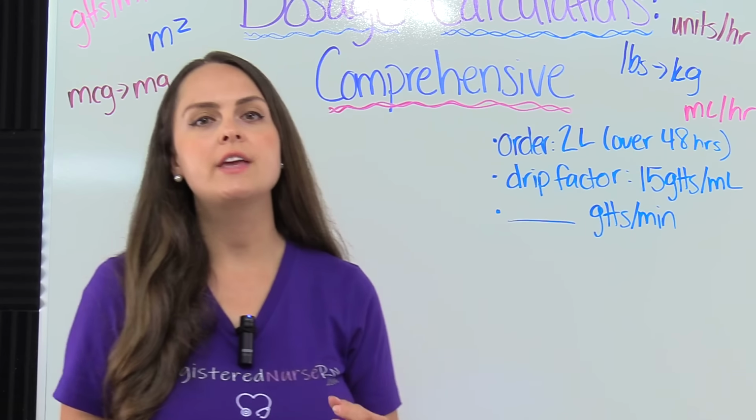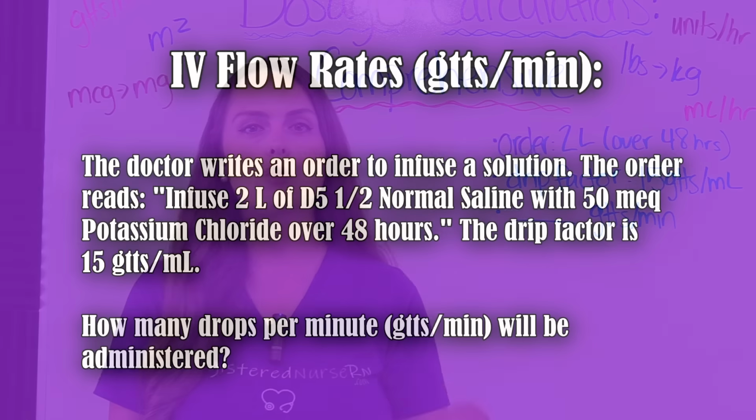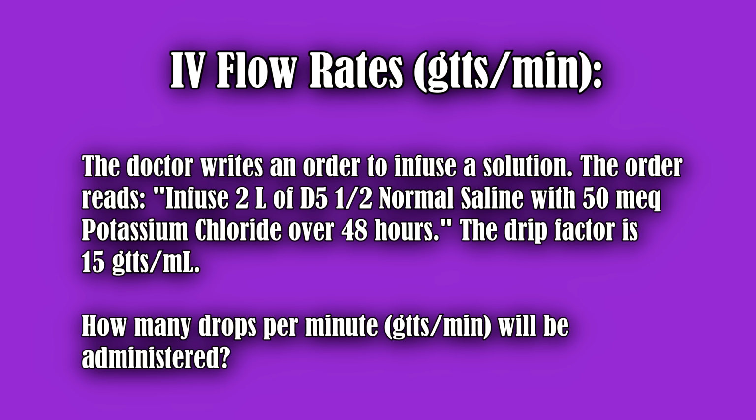So the first one we're going to look at, we're going to try to solve for drops per minute. This problem says the doctor writes an order to infuse a solution. The order reads, infuse 2 liters of D5 half normal saline with 50 milliequivalents of potassium chloride over 48 hours. The drip factor is 15 drops per ml. How many drops per minute will be administered?